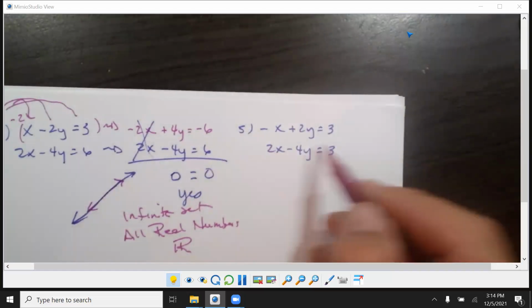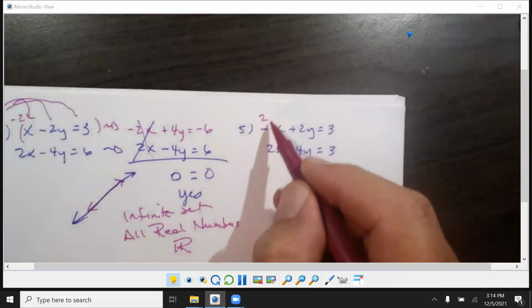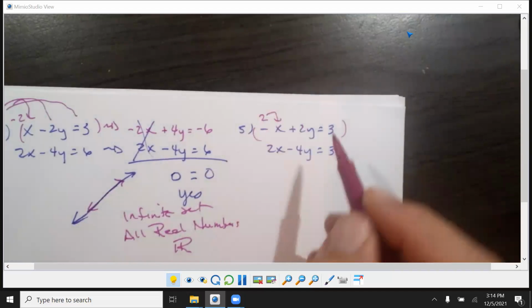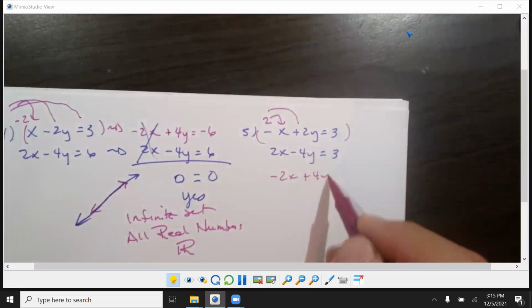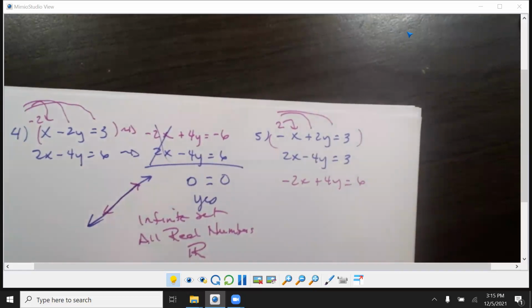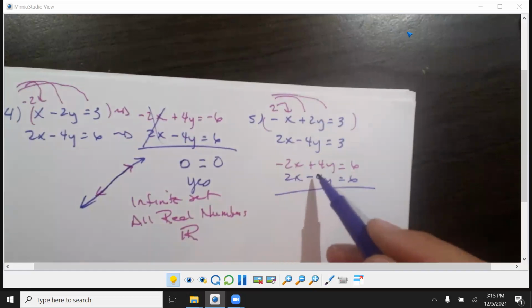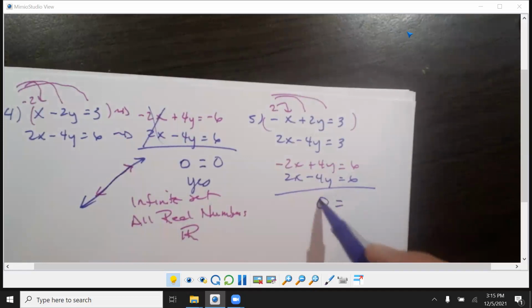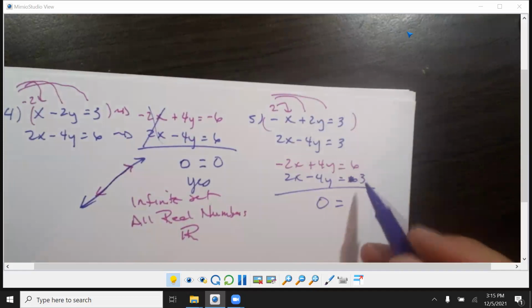This one's a negative, that's a positive. So let's just try to multiply by 2 this time. We're going to multiply this whole thing by 2. So 2 times -X is -2X. 2 times 2 is 4Y. 2 times 3 is 6. The bottom, I'm going to keep the same. And look again, -2X and positive 2X, that's a zero pair. 4 and -4, it's a zero pair. So on this side, we have to have 0. Oh, I put 2 here. This is supposed to be a 3 because I didn't distribute. 6 plus 3 is 9.